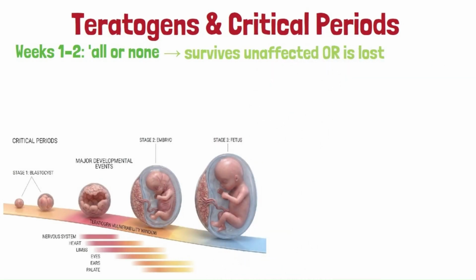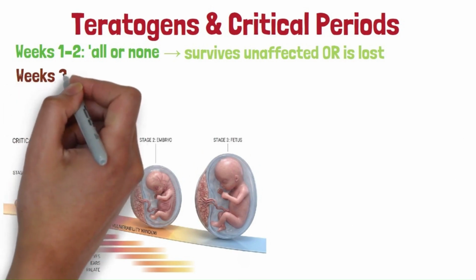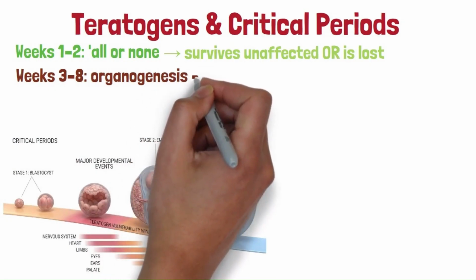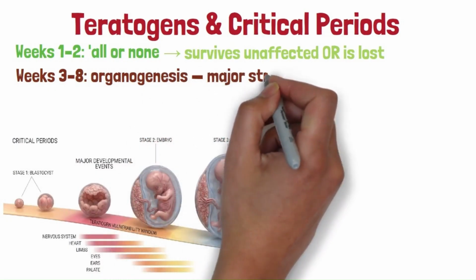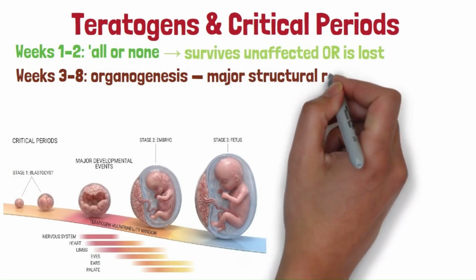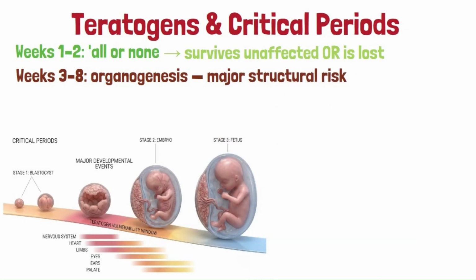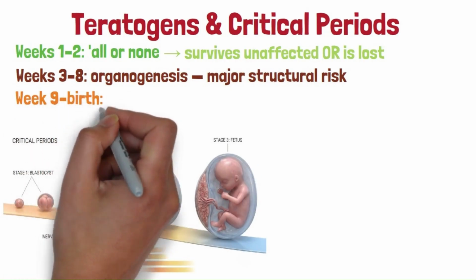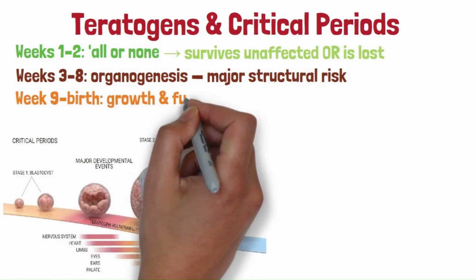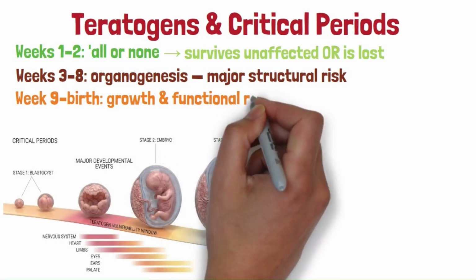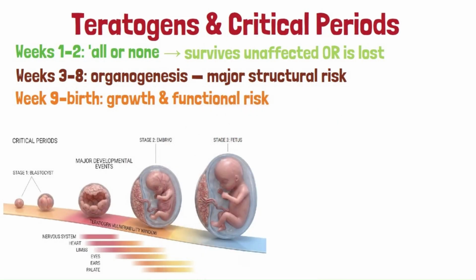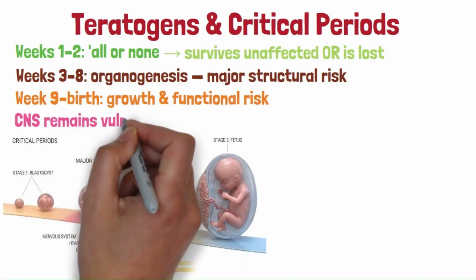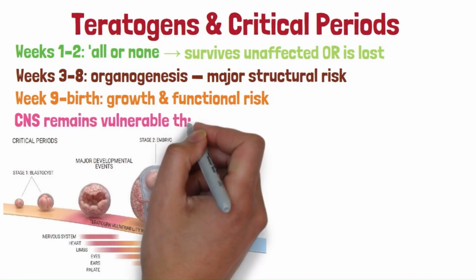Weeks 3 through 8 is organogenesis. This is the period of greatest risk for major structural malformations. This is when limbs, heart, neural tube, everything is being built. From week 9 until birth, organs are mostly just growing and maturing. So teratogens now tend to cause growth restriction or functional problems rather than gross malformations. One exception, the central nervous system stays vulnerable the entire pregnancy.